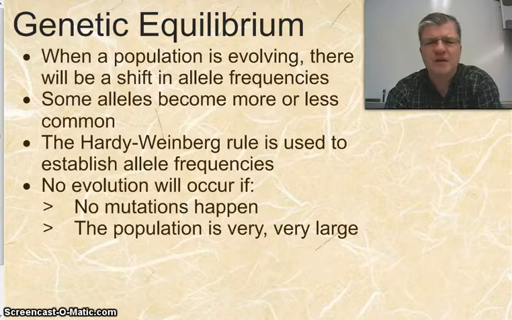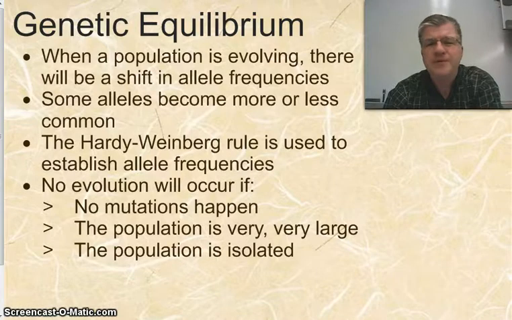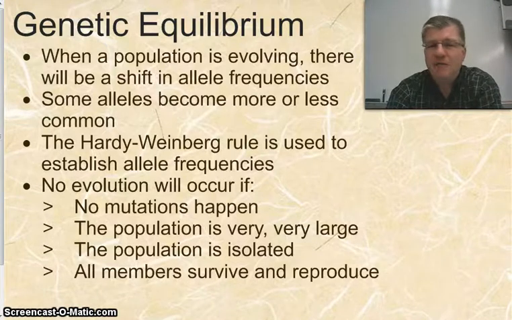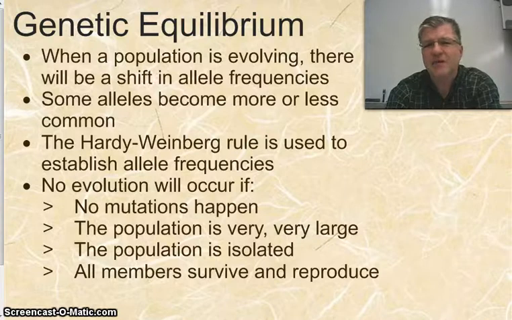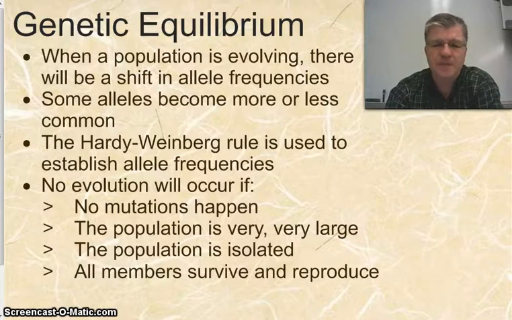So you've got to have a large group to buffer out those random changes. The population has to be isolated. If individuals are moving in or moving out of that population, that's going to change allele frequencies also. Everybody has to survive and reproduce, because if not everybody survives and reproduces, then some people aren't passing on their alleles, and that's going to change frequencies.